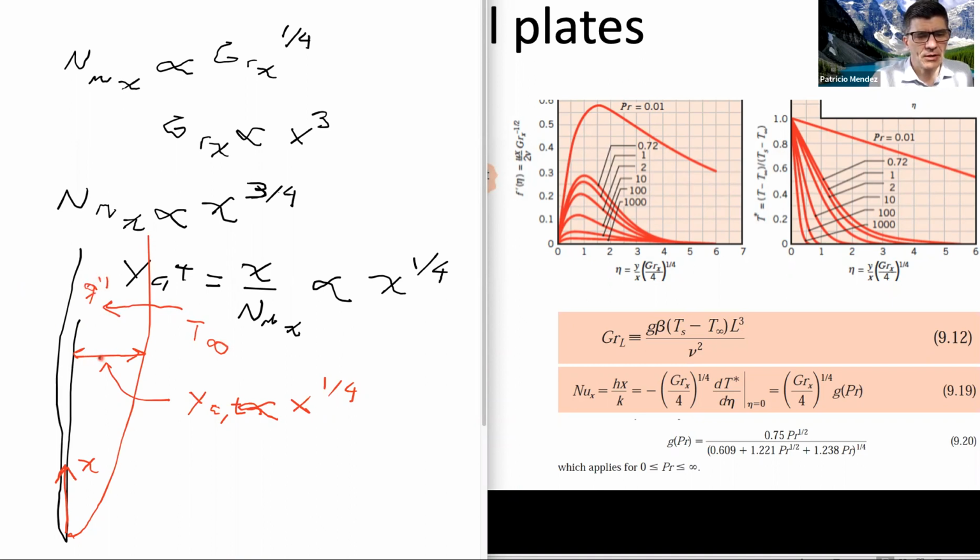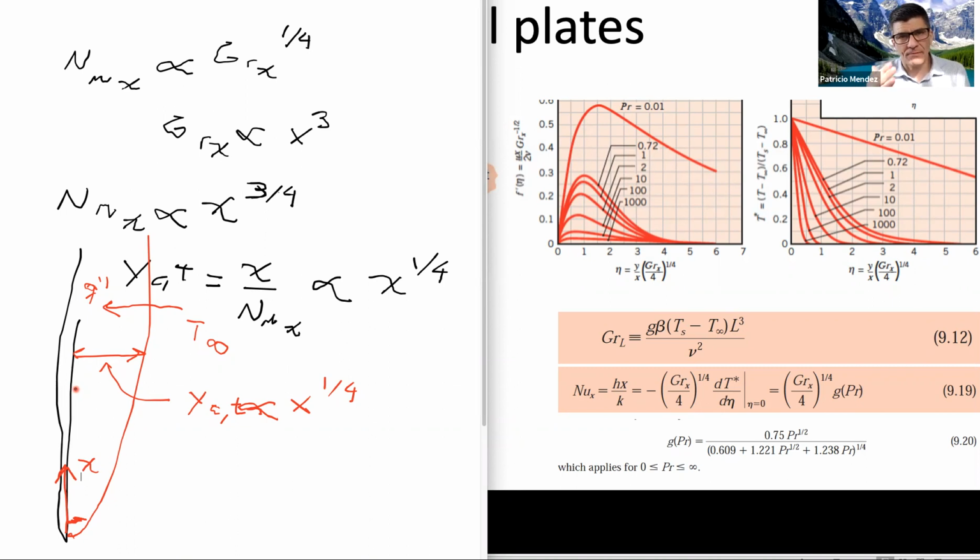The temperature difference is going to be small where the boundary layer is thin, and large where the boundary layer is thicker. Okay, so that we already knew.